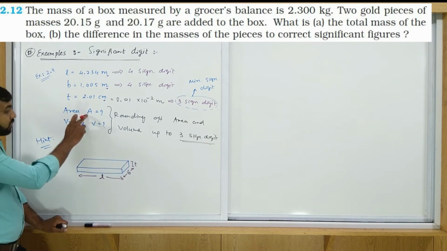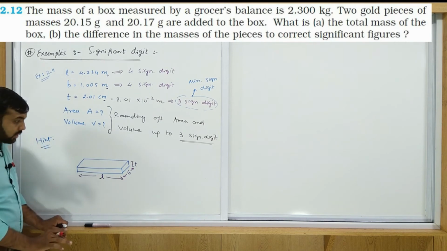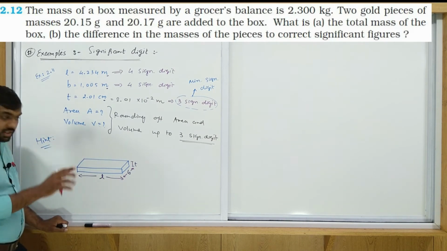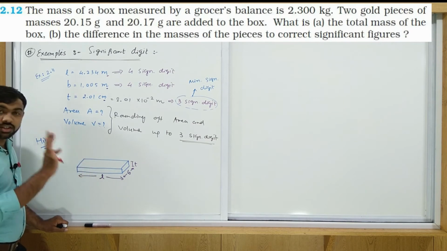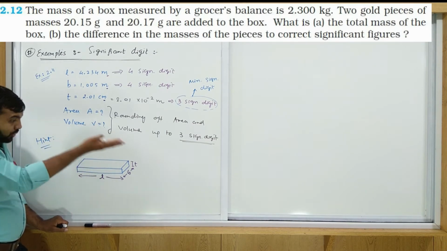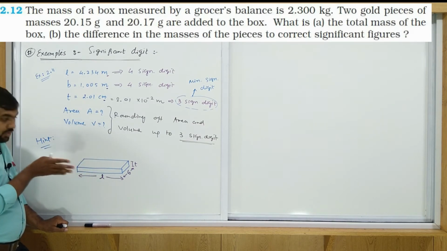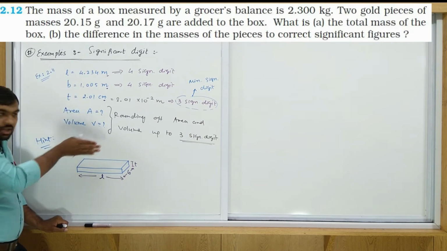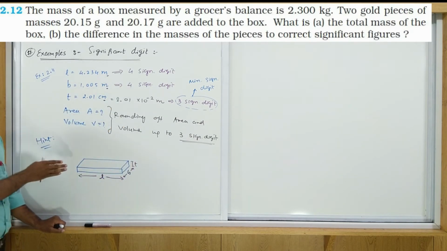If you want to find out the area, area means what? How many faces? So in total this sheet has 6 faces. Out of this, the top and bottom faces have the same area, the front and back faces have the same area, and the right-hand side and left-hand side have the same area.